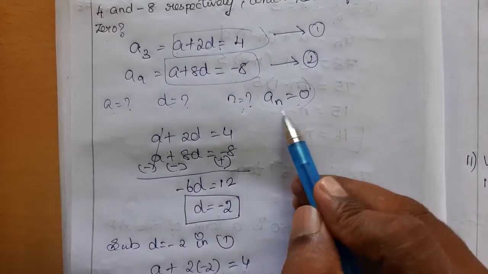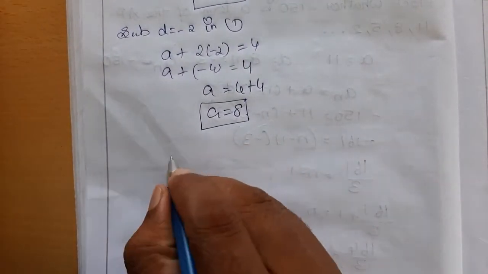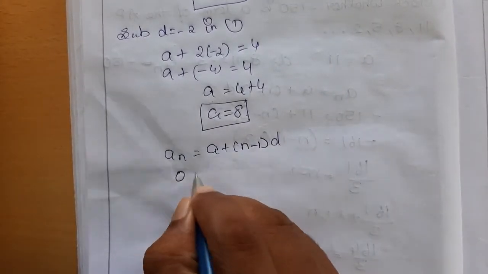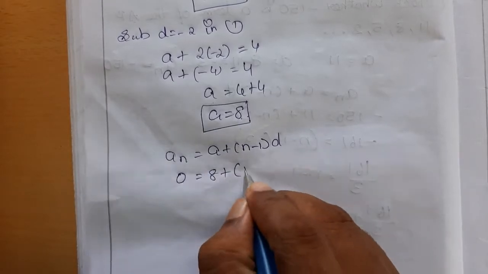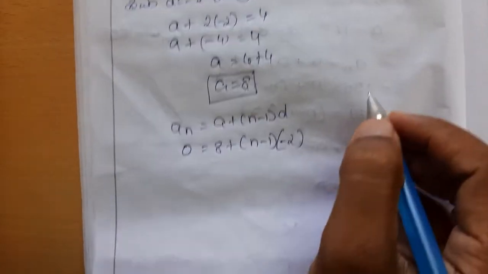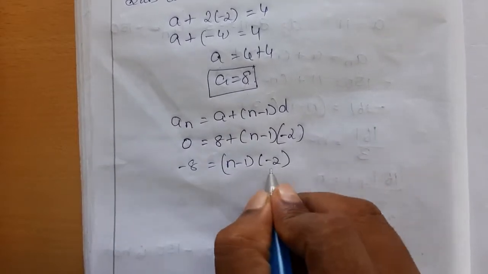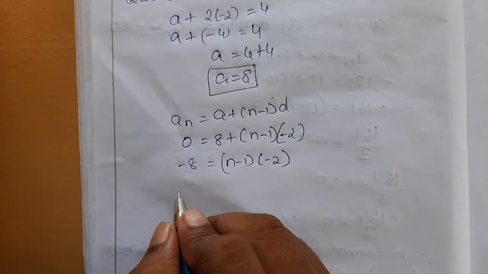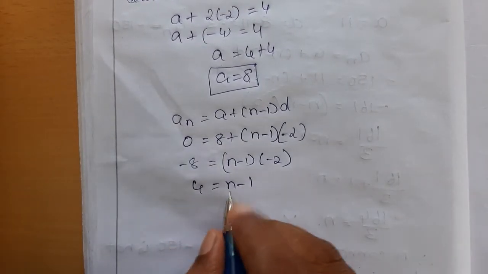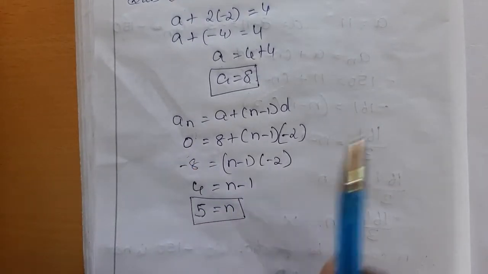Then we have to find n. What is the n when an is equal to 0? Just by applying the general form, an is equal to a plus n minus 1 into d. an is 0, a is 8, plus n we have to find, and d is minus 2. So if you bring 8 inside, it will become minus 8 is equal to n minus 1 into minus 2. If you divide, the minus cancels, so 4 is equal to n minus 1. If you bring minus 1 here, it will be plus, so 5. So n is equal to 5. Then 0 is the fifth term of this AP.